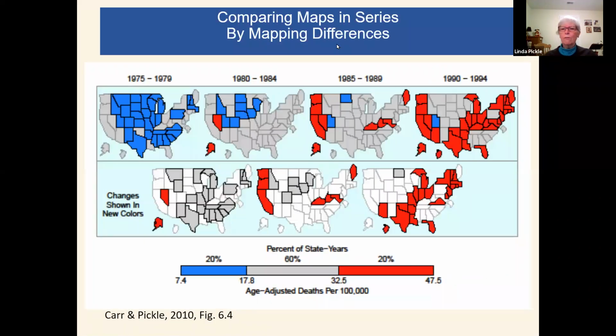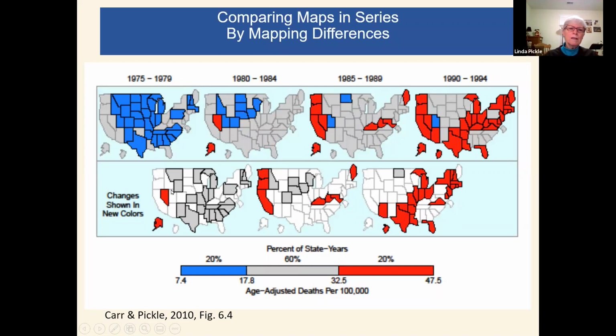Now moving on to the third way of showing maps in series is just by mapping the differences. This is another Dan Carr design called comparative micromaps. And here he's shown in the top row maps over time. I didn't bother with the legend or anything. It's maps showing values over time by some color categorization. Below that, in the second row, he's showing by some categorization what the difference actually is.